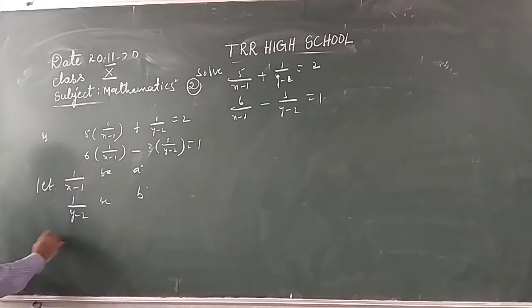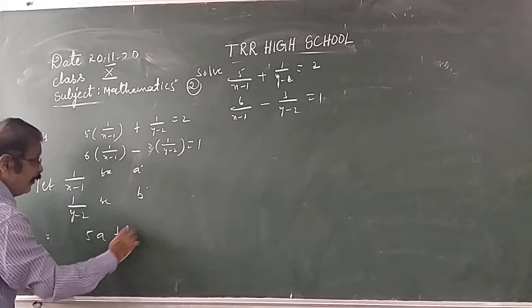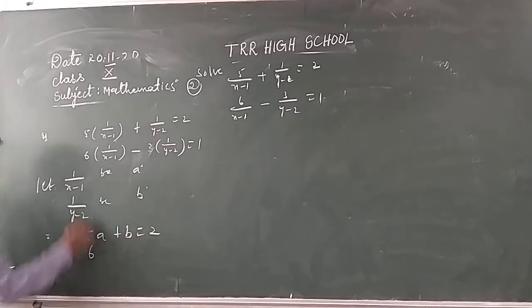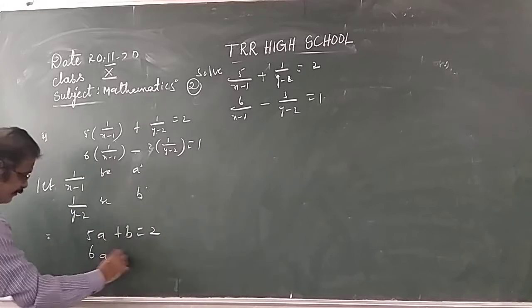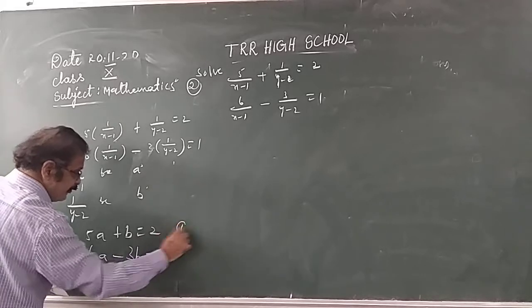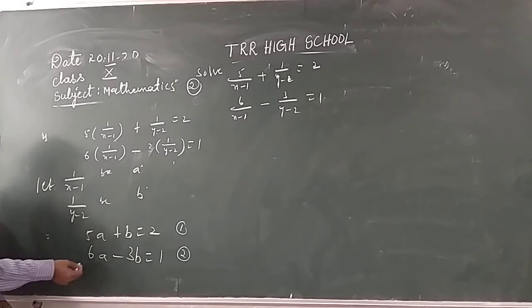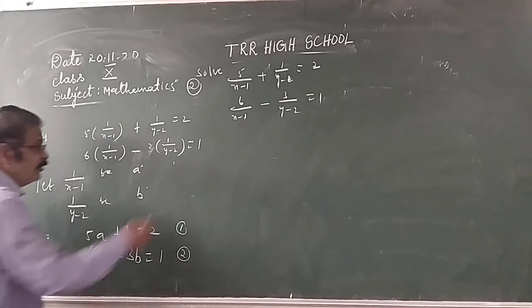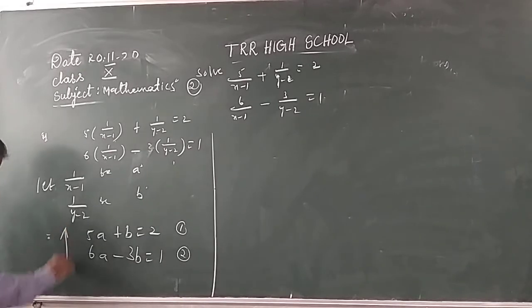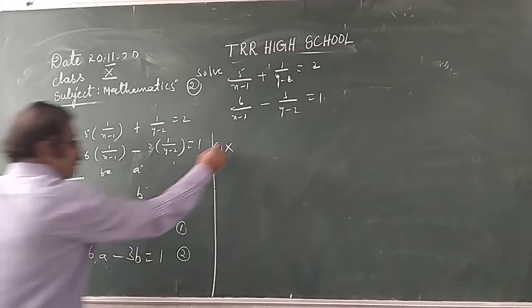Now substitute: 5A plus B is equal to 2, 6A minus 3B is equal to 1. This is the first equation, this is the second equation. See, the coefficients are same or not? 5 and 6, not same. They are different. You should make them equal. So I told you already, the first equation is multiplied by the second equation's A coefficient, and the second equation is multiplied by the first equation's A coefficient. Interchange. First equation multiplied by the second equation's A coefficient, 6.